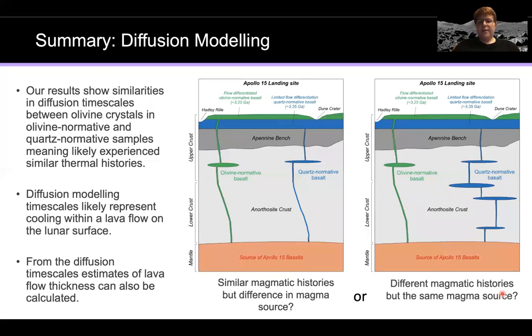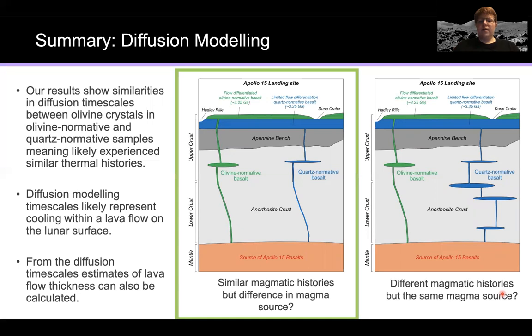And linking back to what was shown in the introductory slide, with these two competing models, our data suggests that we're looking at a situation that's more favourable to the first, where we've got similar magmatic histories, and therefore it must be a difference in source and magma source that's resulting in the chemistry differences between the Apollo 15 Mare basalt suites. So I'll leave it there and welcome any questions.